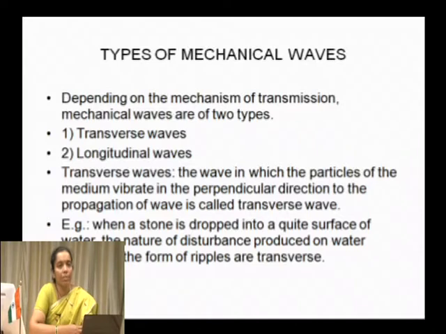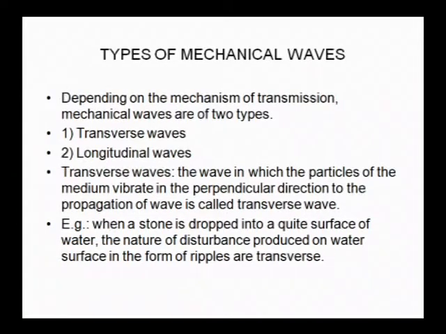In a wave, if the particles of the medium vibrate in the direction perpendicular to the propagation of the wave, we call such waves transverse waves. For example, if we throw a stone into a quiet surface of water, the disturbance produced on the water is in the form of ripples, and the ripples move in one direction, whereas the vibration of water particles is mutually perpendicular to the wave propagation. Such waves are called transverse waves.